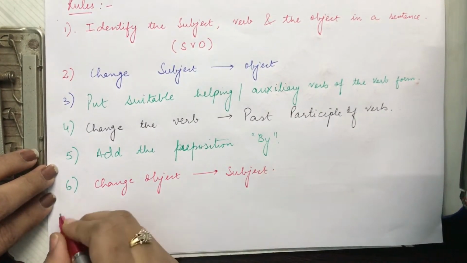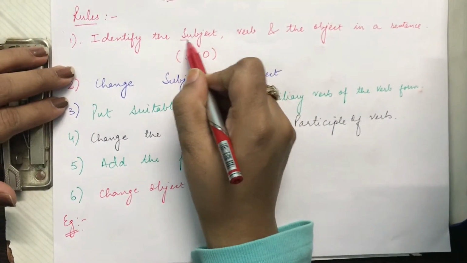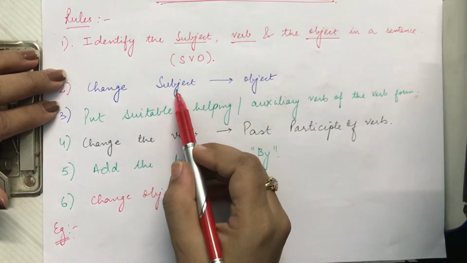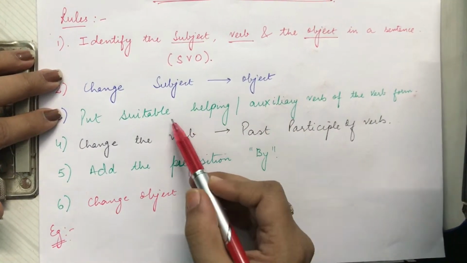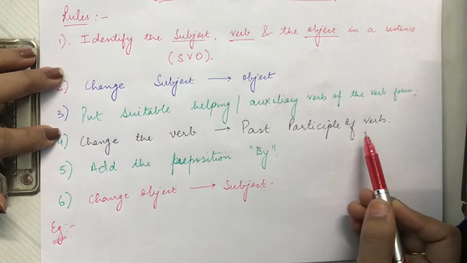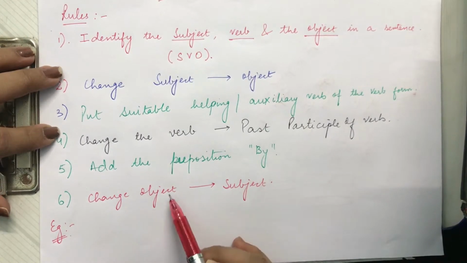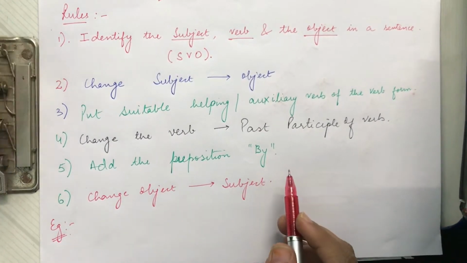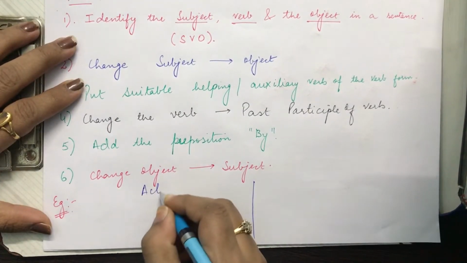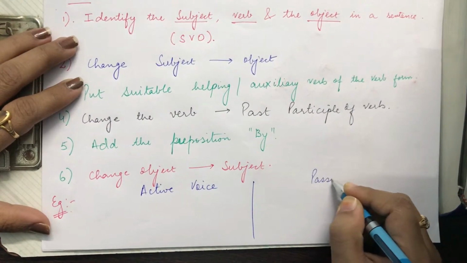So before looking up into the examples, let us revise the rules. First of all, you are supposed to identify the subject, the verb and the object. That means SVO. Make the subject to object. Put the suitable auxiliary or the helping verb. Change the verb to the past participle form of that verb. Add the preposition by. And finally change the object into subject. Now, we are going to take a look upon the examples. Here I am going to write active voice. Here we will be seeing the passive of the sentence.